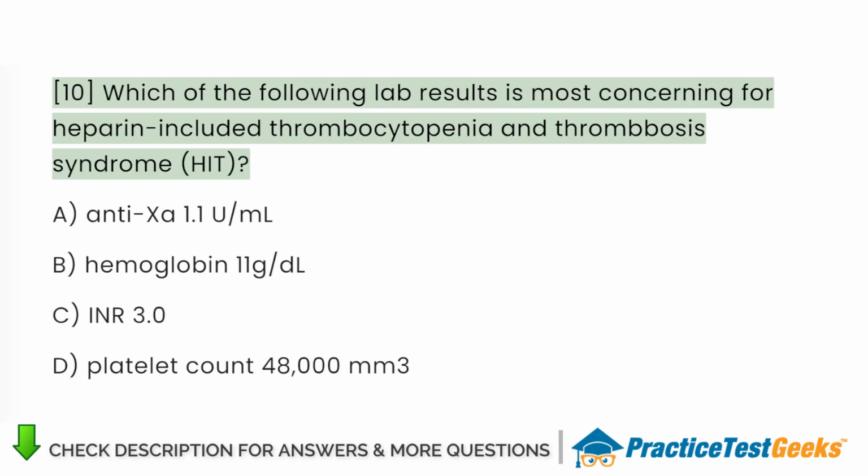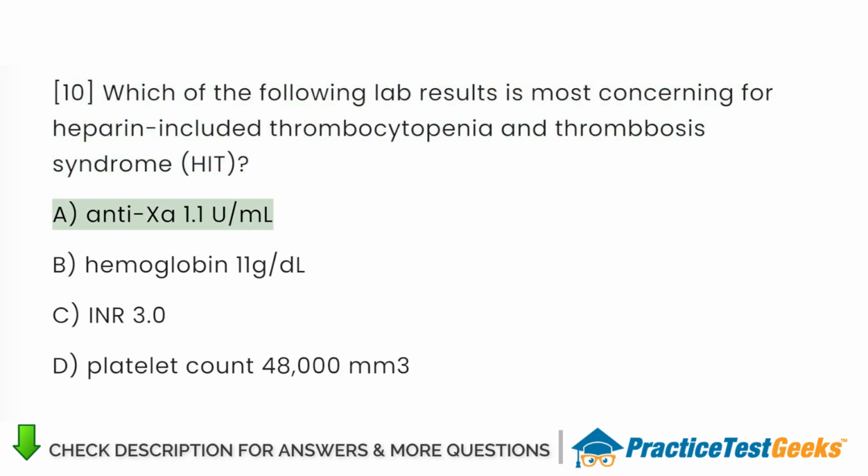Which of the following lab results is most concerning for heparin-induced thrombocytopenia and thrombosis syndrome, HIT? A. Anti-Xa 1.1 U/mL. B. Hemoglobin 11 g/dL. C. INR 3. D. Platelet count 48,000 per cubic millimeter.